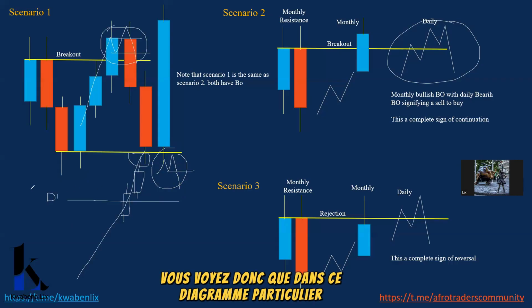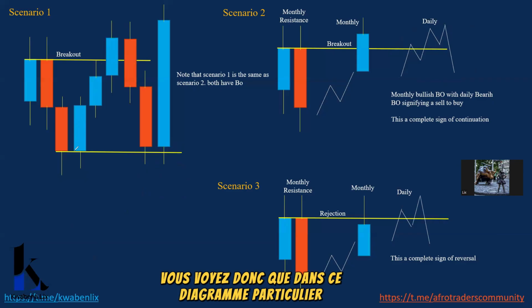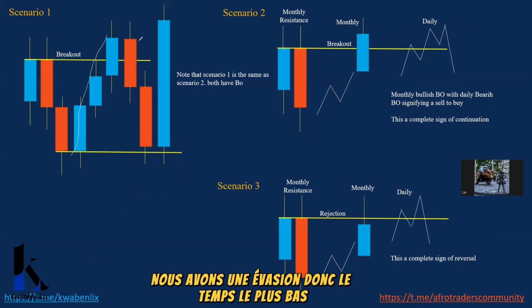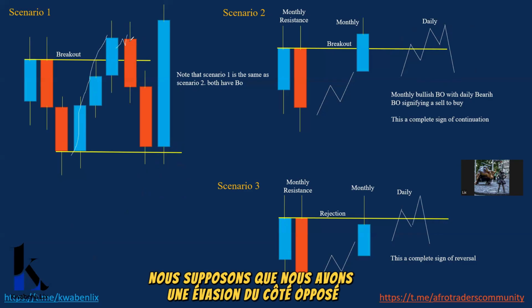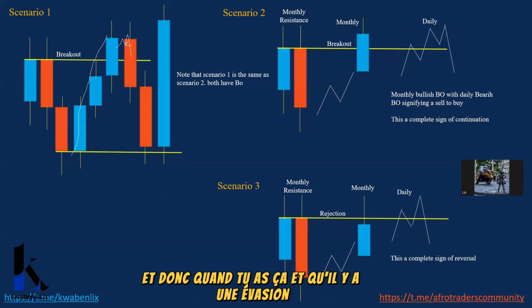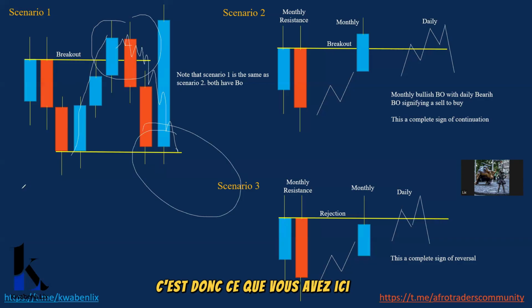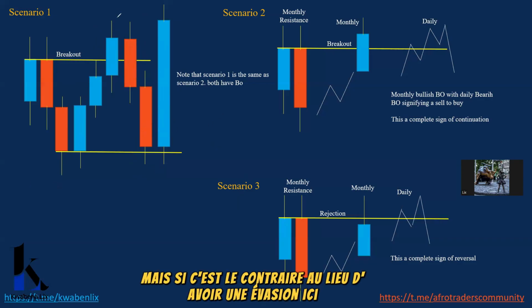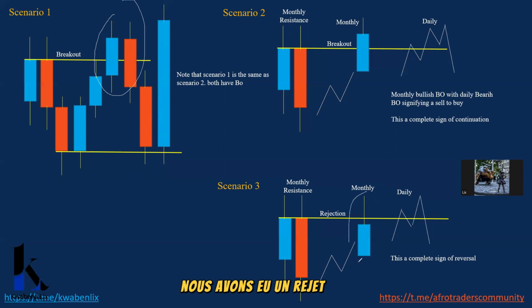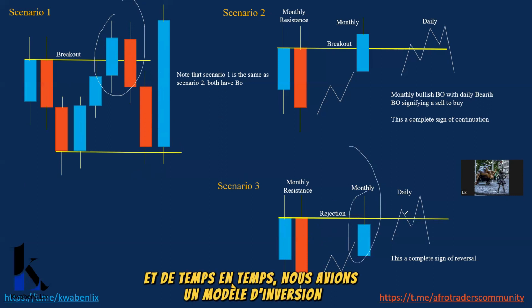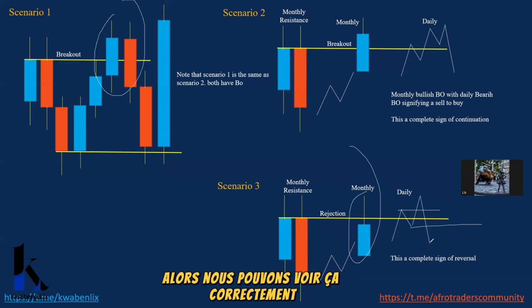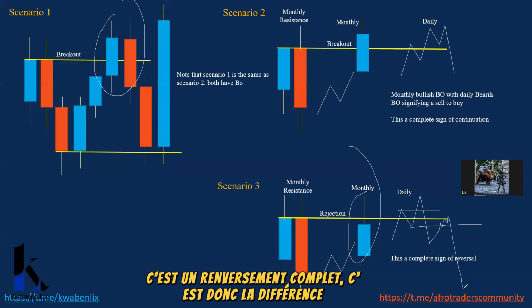So you see that in this particular diagram, we have a breakout. On the lower time frame, we assume that we have a breakout on the opposite side, and so when we have this, we know that it is a pullback. It's going to pull back. But if it's the opposite, instead of having a breakout here, we had a rejection of the S&R, and then we had a reversal pattern, then we can see that this is a full reversal.